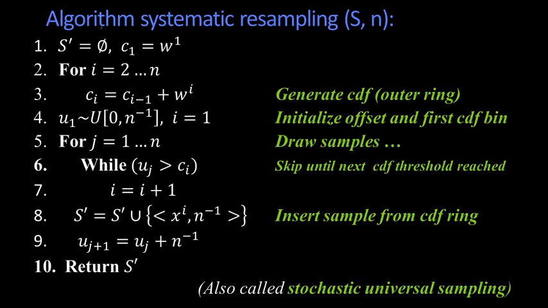You start off with no new samples, and you build the C's, which represent the outer ring, the cumulative distribution function. Essentially, each one represents the one before it plus the new weight. So you start off at the first weight, and then C2 is the sum of W1, W2. C3 is the sum of W1, W2, W3. That's that outer ring. You can think of it as going from 0 to 1, because everything sums to 1, so the C's are how far, what percentage around the clock, you have gone.